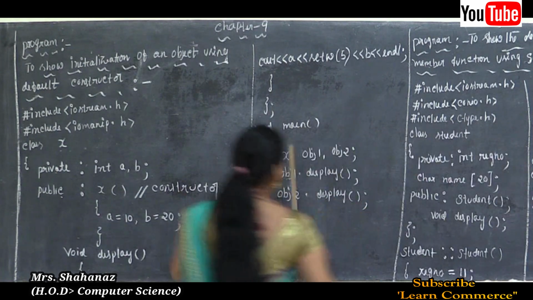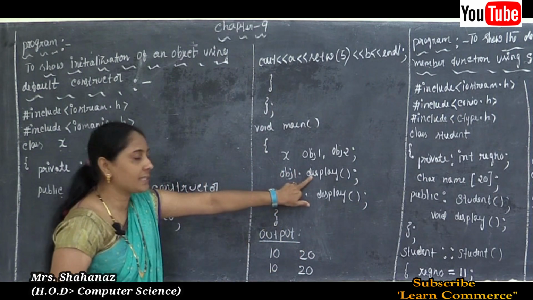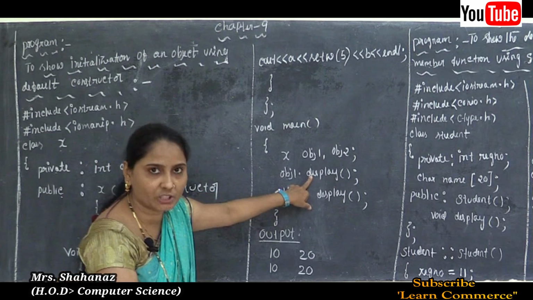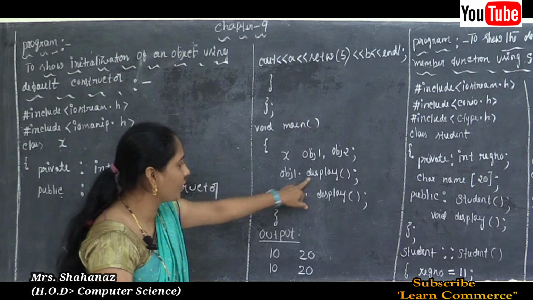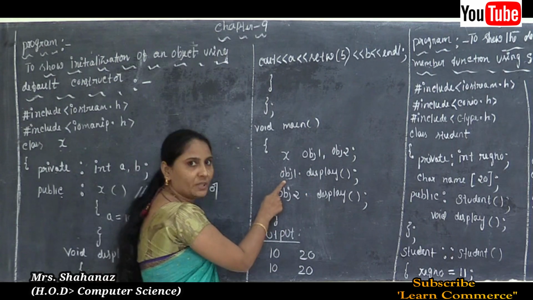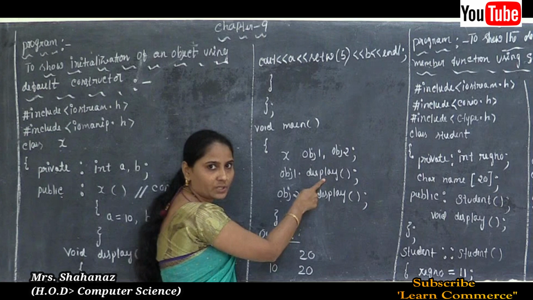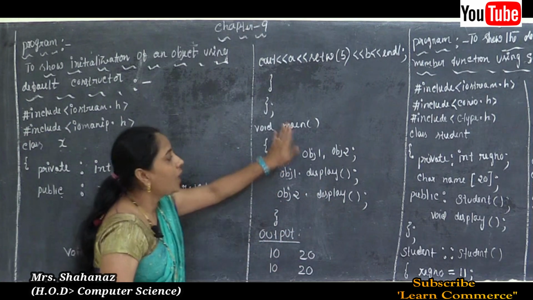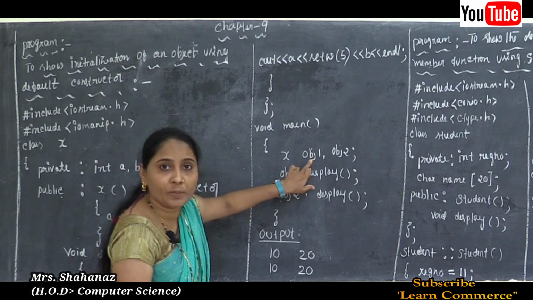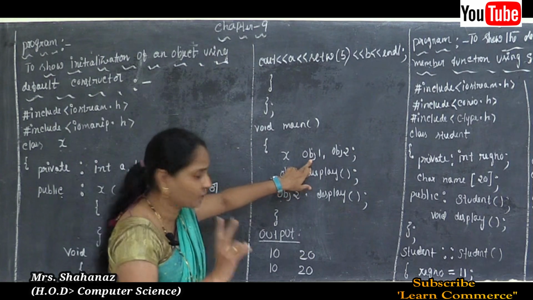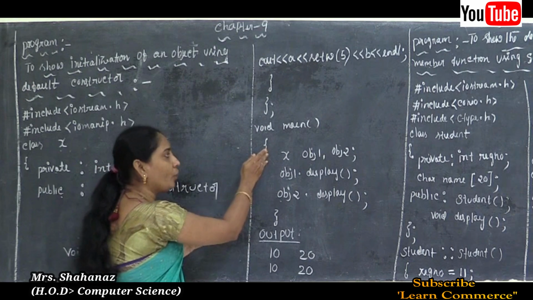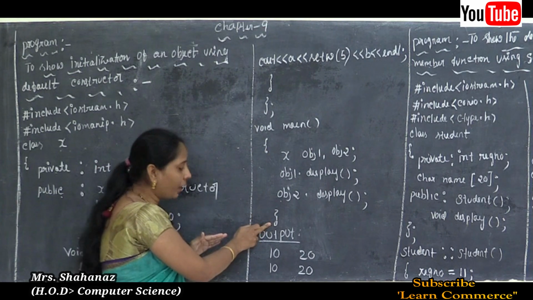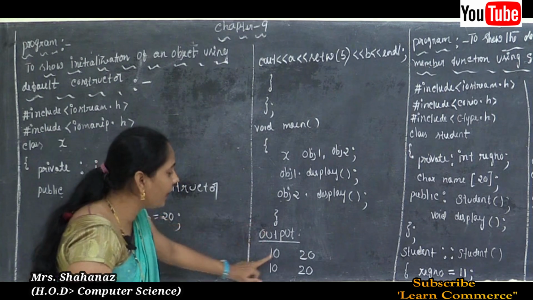Here, obj1 and obj2 are accessing the member function. You should remember that. So how is it going to start? obj1 dot display open close semicolon and obj2 dot display open close semicolon. Why? Because how many objects are there? obj1 and obj2, there are two objects. Then we open the curly bracket, such curly bracket is going to close, and after that we will get the output as 10 and 20.